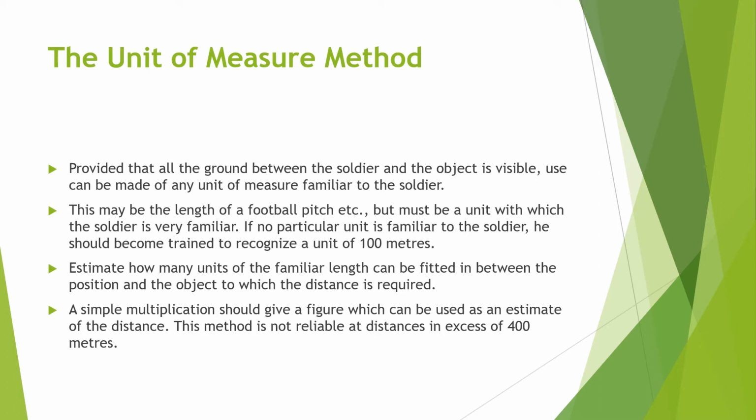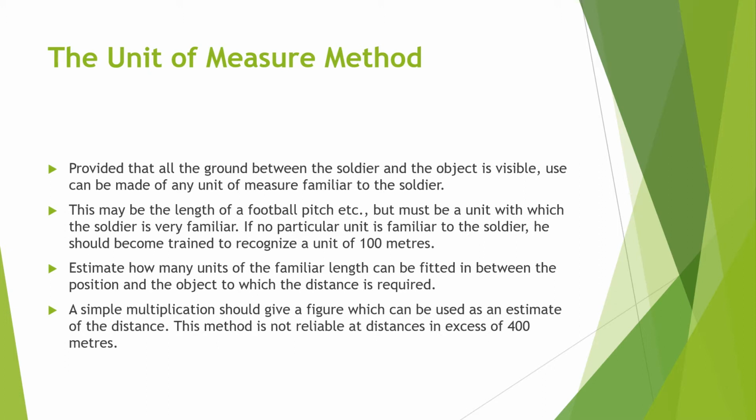The unit of measure method. Provided that all the ground between the soldier and the object is visible, use can be made of the unit of measure familiar to the soldier. This may be the length of a football pitch because everybody understands the length and has a picture in the mind. It's 100 meters for a football pitch length, but must be a unit with which the soldier is familiar. If no particular unit is familiar for the soldier, he should be trained to recognise the unit of 100 meters.